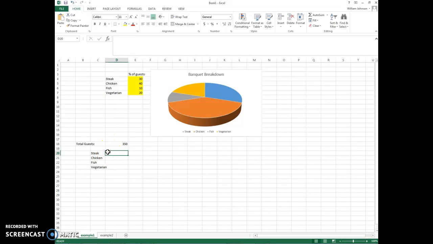In this case, Excel does the calculations. If you've got a pocket calculator, that works fine. Equals 350 multiplied by, well, what's steak? Steak is 30%. And I get an answer: 105 people are going to order a steak by my estimates.